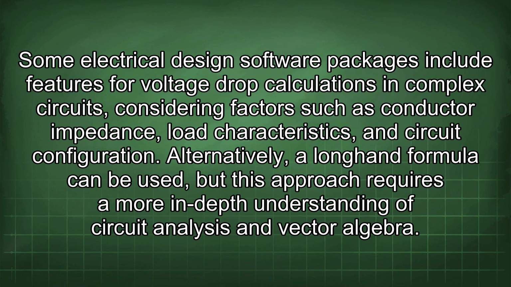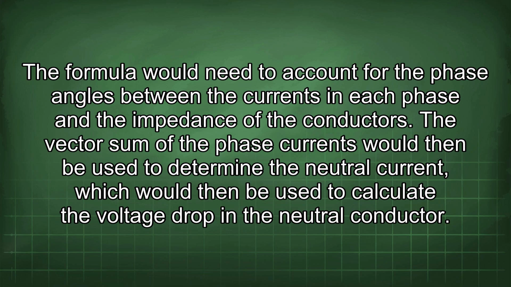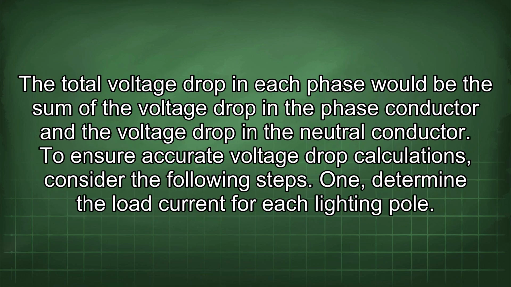Alternatively, a longhand formula can be used, but this approach requires a more in-depth understanding of circuit analysis and vector algebra. The formula would need to account for the phase angles between the currents in each phase and the impedance of the conductors. The vector sum of the phase currents would then be used to determine the neutral current, which would then be used to calculate the voltage drop in the neutral conductor. The total voltage drop in each phase would be the sum of the voltage drop in the phase conductor and the voltage drop in the neutral conductor.